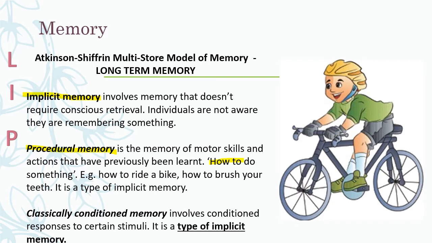And then classical conditioning memory is also part of implicit memory. So this would be if you've learned something through reflexes, the repeat association, this would be due to implicit memories.